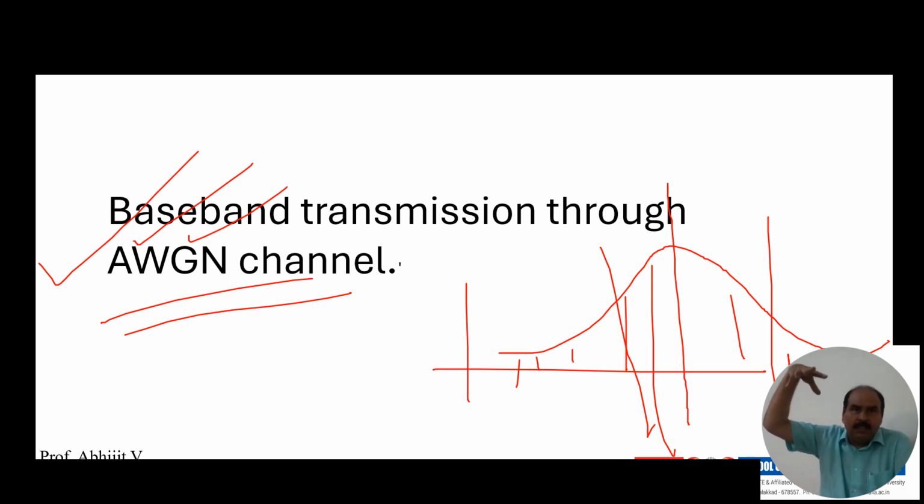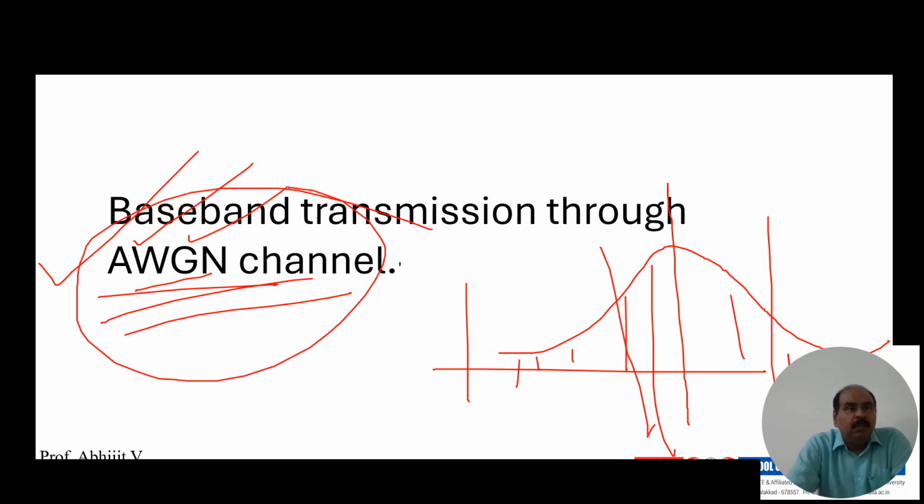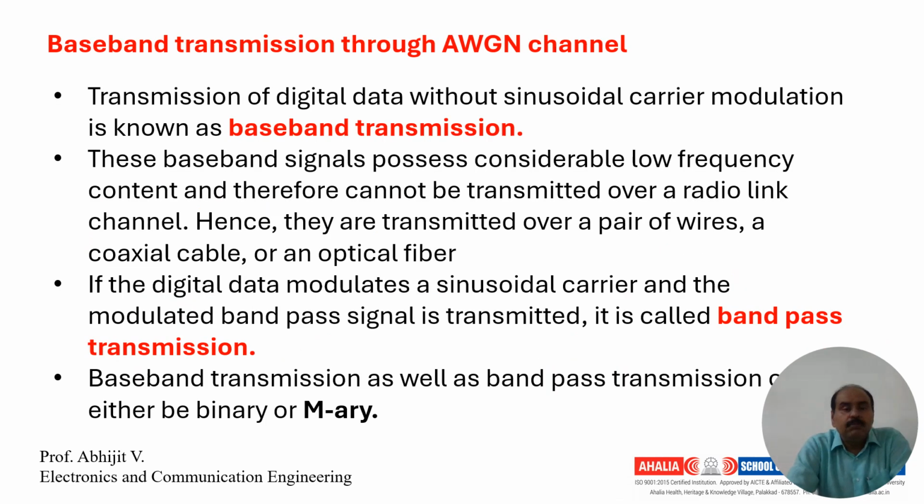If you imagine it in a three-dimensional space, you will have a Gaussian distribution with zero mean and one variance. So this is what is meant by baseband transmission. This is what is meant by white Gaussian noise that is being added to the original signal when you transmit. So write down what is meant by baseband transmission and what you are going to study.